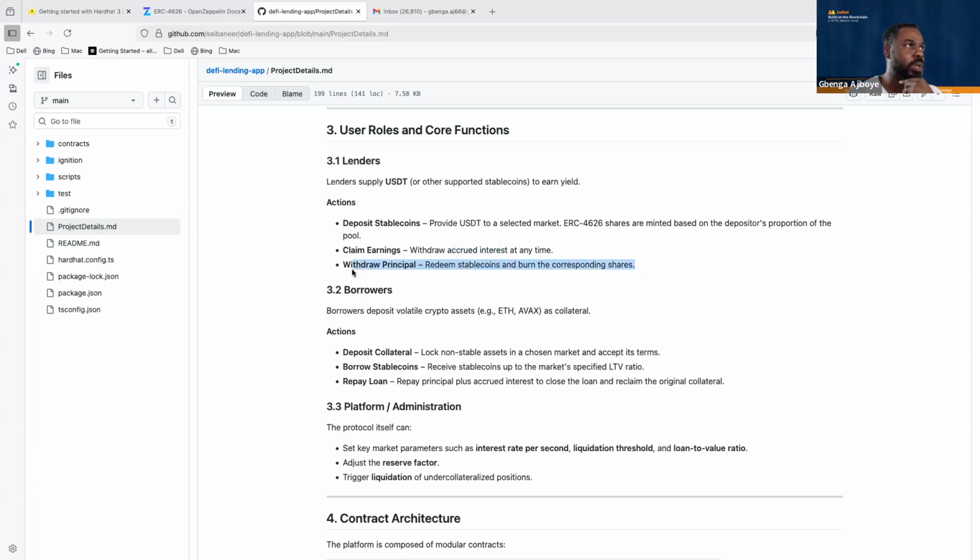Now, withdrawal principle. I mentioned here that when a person deposits, shares are minted. Similarly, when they withdraw their principal, those shares that they earned, we calculate what they've accrued, we store it in a particular memory location, and then we burn those shares so that they can claim that amount in USDT, and those shares are removed from circulation, which would help reduce the size of the pool or the pool distribution.